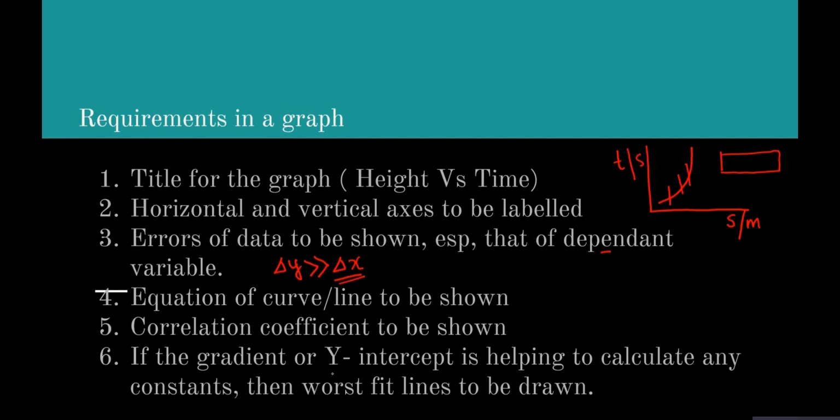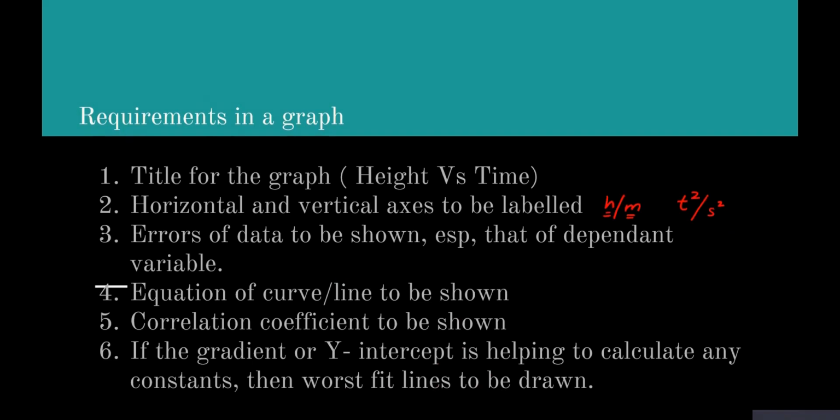In addition to that, if the gradient or y-intercept is helping you to calculate any constant, then worst fit lines are to be drawn. That is the maximum fit line and minimum fit line to be drawn. This is applicable only if the graph that you're obtaining is a straight line.